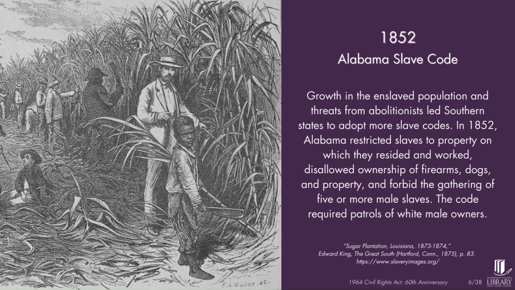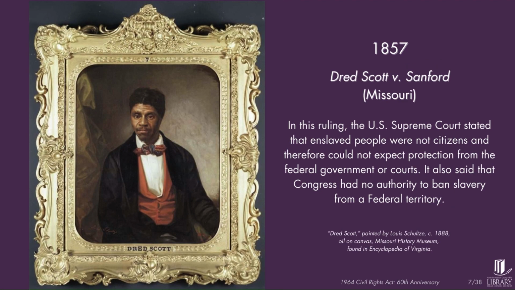The 1852 updated Alabama Slave Code restricted slaves to property on which they resided and worked, disallowed ownership of firearms, dogs, and property, and forbade the gathering of 5 or more males. In Dred Scott v. Sanford, the U.S. Supreme Court stated that enslaved people were not citizens and therefore could not expect protection from the federal government or courts.